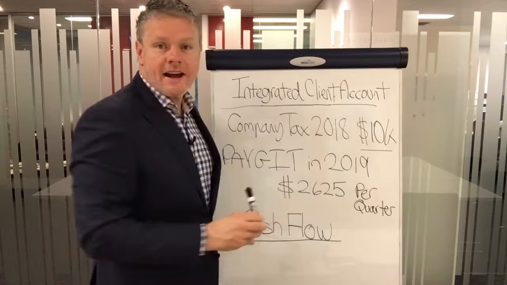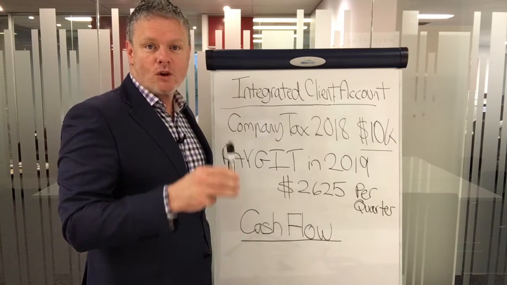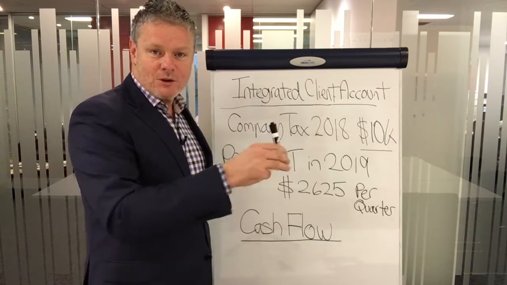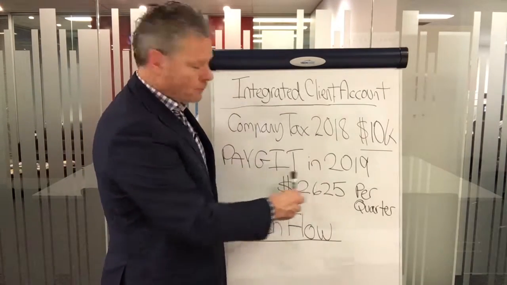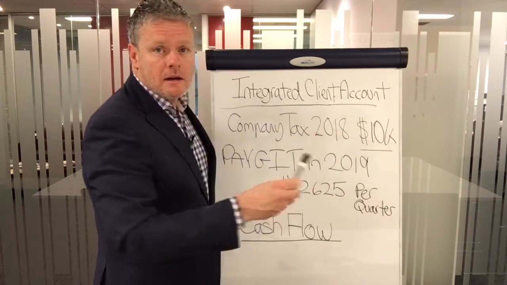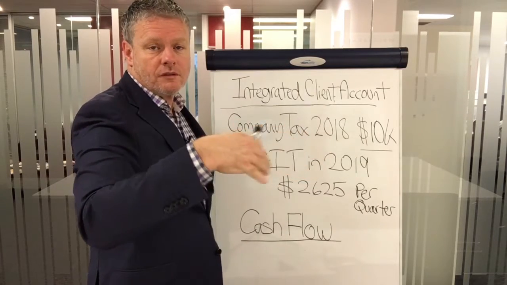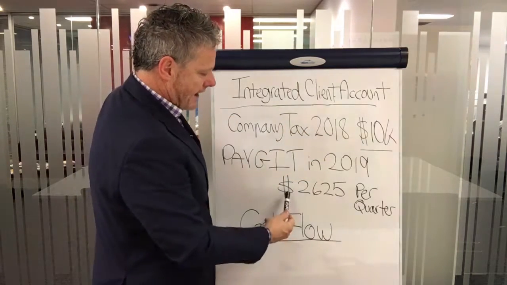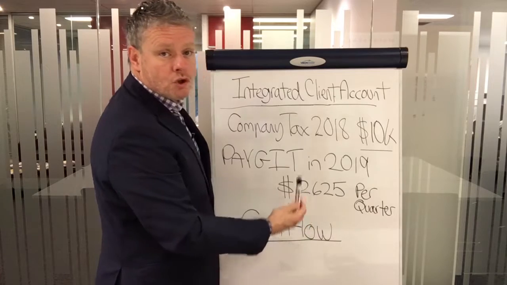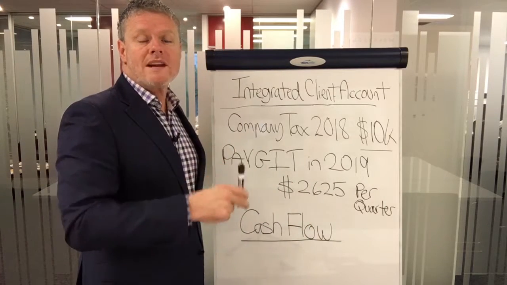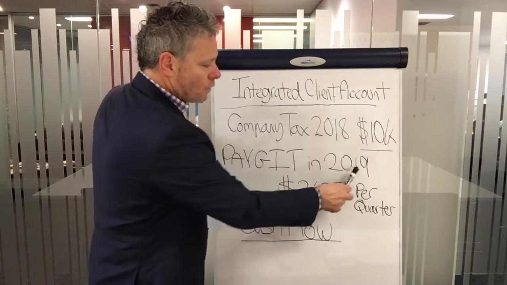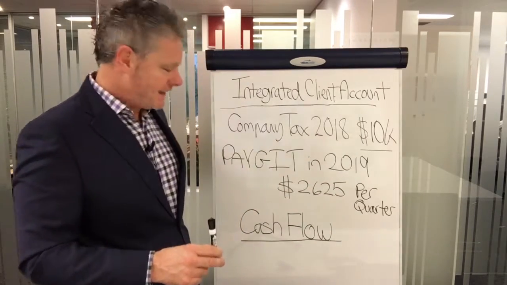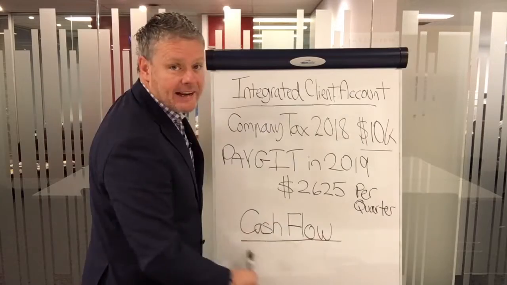It's called an integrated client account in accounting speak, and essentially if a company is assessed in the 2018 year $10,000 actually to pay, which is the example I used just before, the tax office will go along, take that number and give an uplift to it of 4, 5, 6%, and then they will say, right, we want $2,625 per quarter to cover what's going to happen in the 2019 year, and this is pure cash flow, folks.